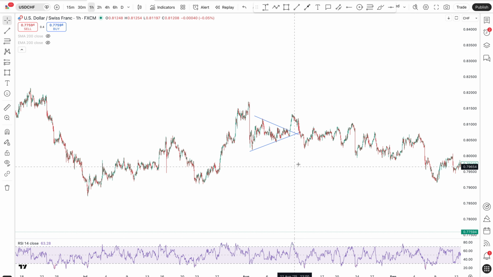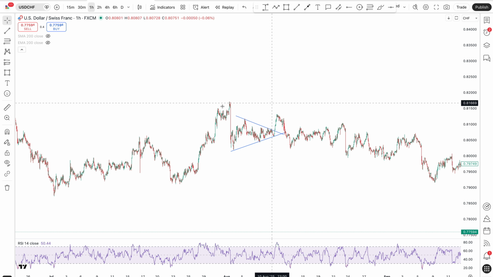But in this case, you ignore it because the preceding movement over here is unclear. You can see we have 1, 2, 3, 4. So we have higher highs and higher lows, right?